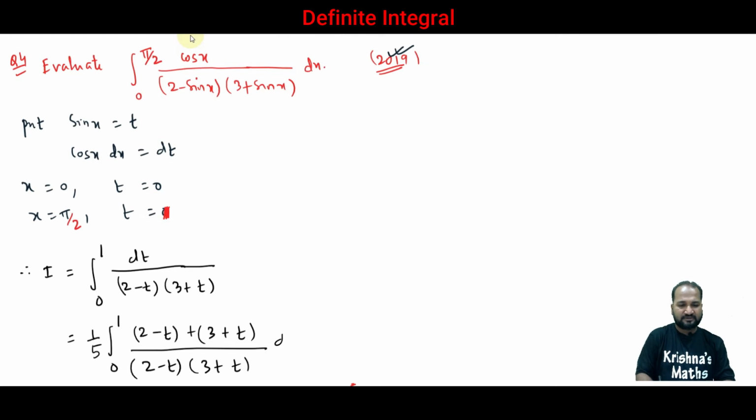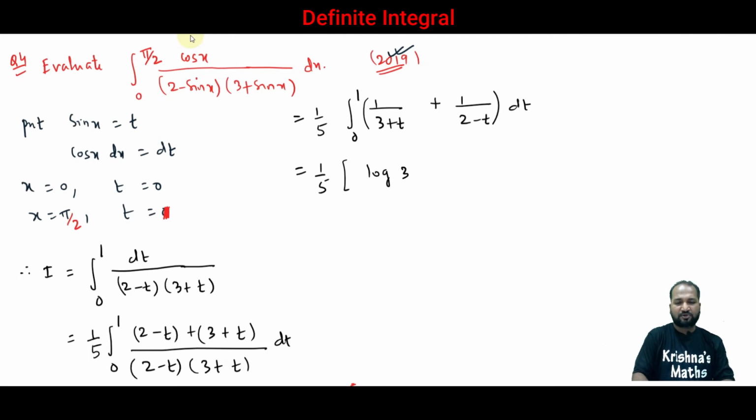Now separate and integrate. So this is equal to 1 by 5 outside, integration from 0 to 1. Separating, 2 minus t cancels so we get 1 divided by 3 plus t, and 3 plus t cancels so we get 1 divided by 2 minus t, into dt. Now the integration of 1 by 3 plus t is log of 3 plus t, then log of 2 minus t, which is the integration of 1 by it, divided by the coefficient of t, which is negative 1, and this is from 0 to 1.